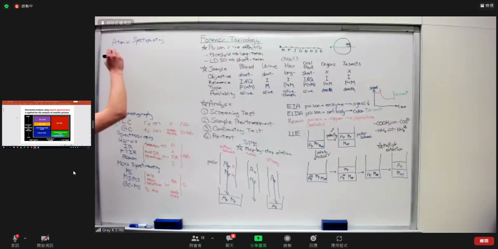For the atomic spectrometry, we have 4 different kinds of techniques: the flame AA, graphite furnace AA, the ICP AES, and the ICP MS. They are the 4 kinds of atomic spectrometry that could be applied to analyze the metallic poison. For the flame AA or the graphite furnace AA, we try to measure the atomic absorption. For the ICP AES, we try to measure the atomic emission. For the ICP mass, we try to measure the mass to charge ratio of an atom.